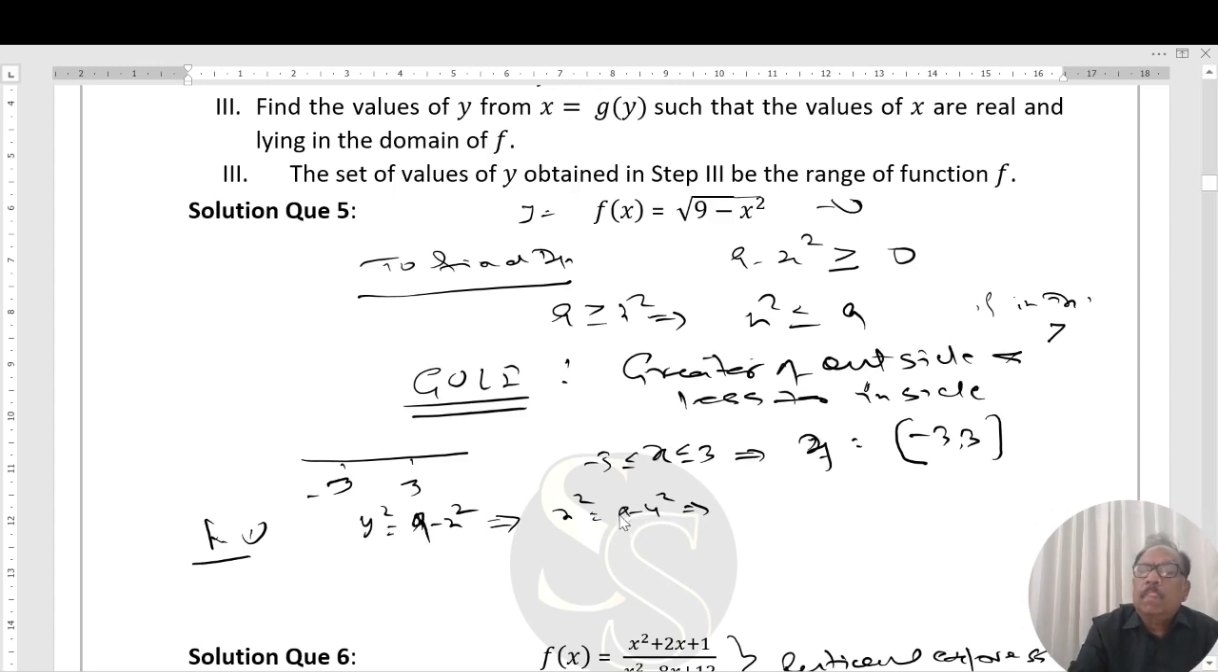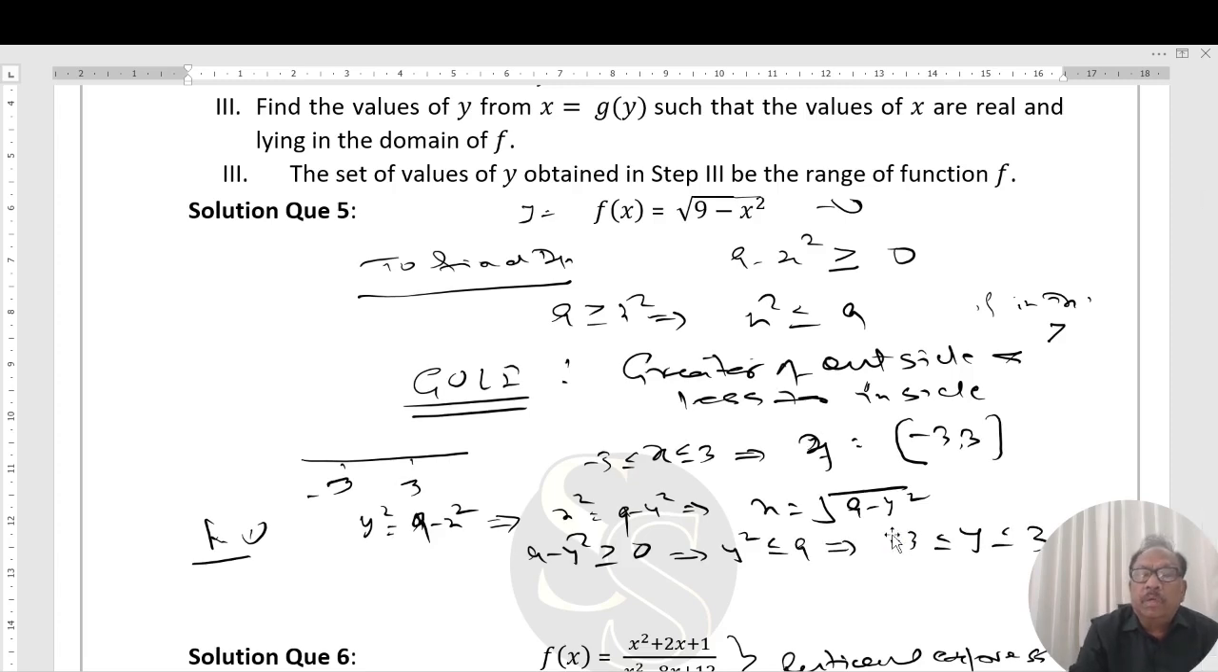This is 9. x will be equal to under root 9 minus y square. Now find its domain. So 9 minus y square should be greater than or equal to 0. In that case, y square should be less than or equal to 9. In that case, y should be less than or equal to 3, greater than or equal to minus 3.